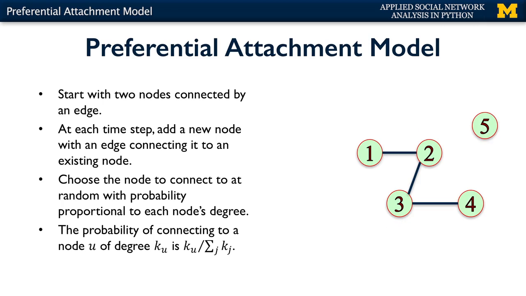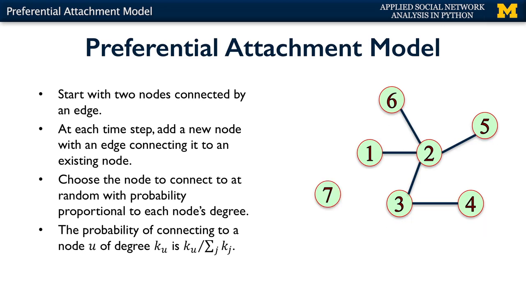Now node 5 comes in, and we have to recompute all the probabilities. Now nodes 2 and 3 both have degree 2, and nodes 1 and 4 have degree 1. So nodes 2 and 3 are going to have a higher probability of attaching. That's 0.33 for nodes 2 and 3, and 0.17 for nodes 1 and 4. Let's say 5 attaches to node 2. And we continue this. For node 6, again, we recompute the probabilities. Now node 2 has the highest degree, so it will have the highest probability of getting the new attachment. And so 6, let's say, attaches to 2.